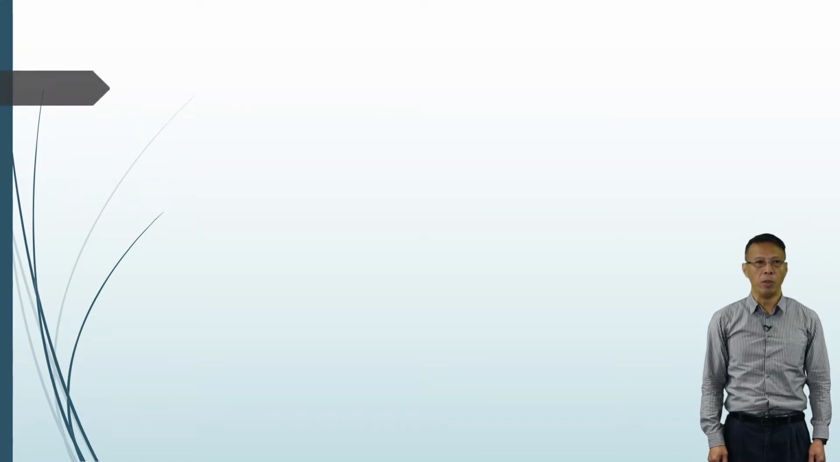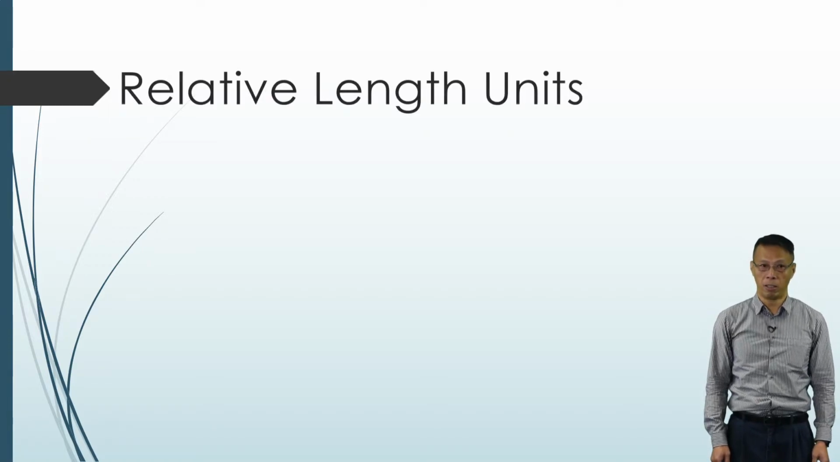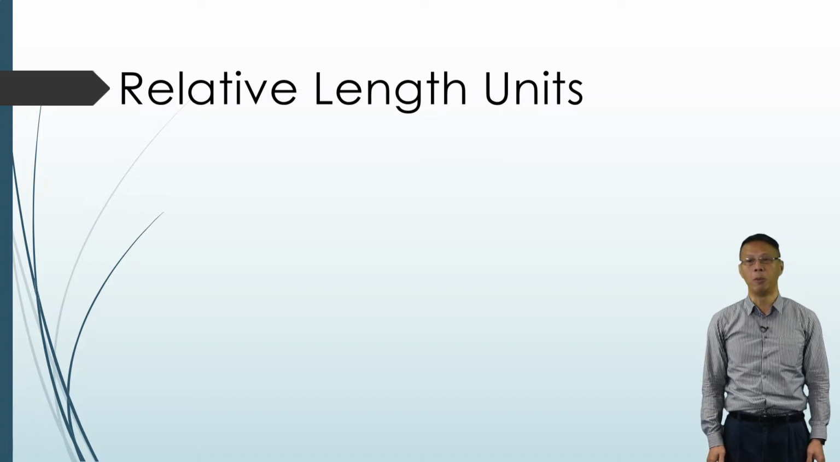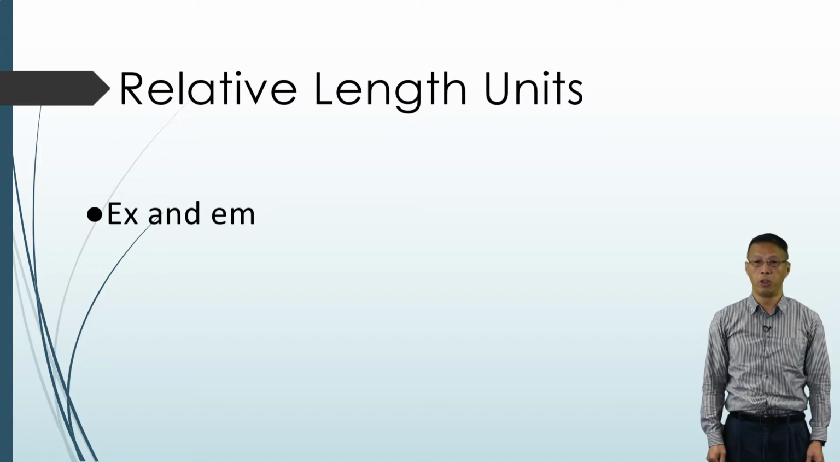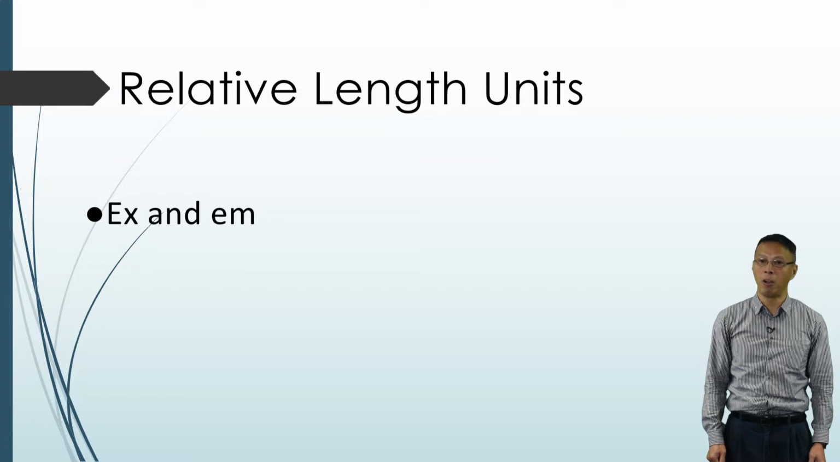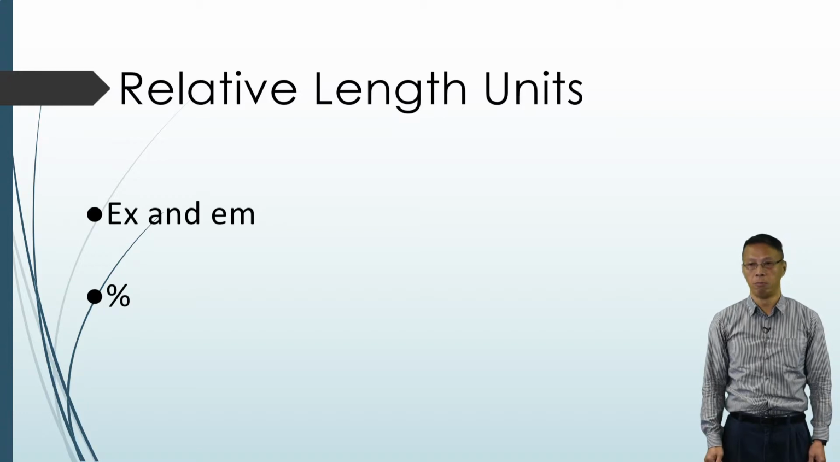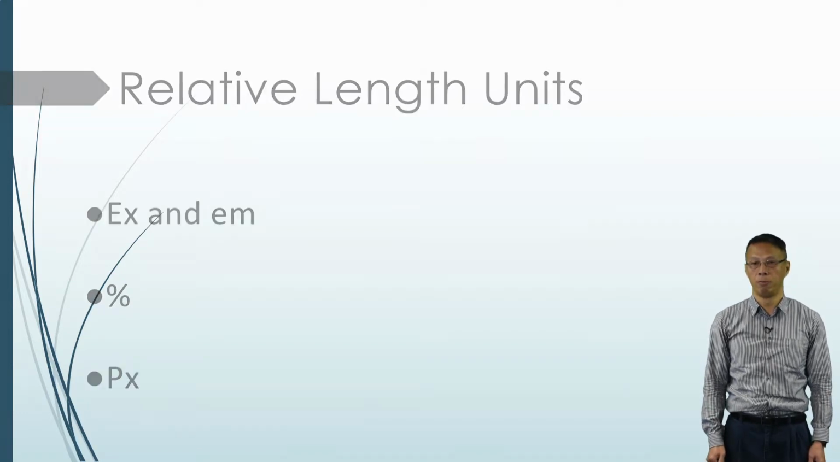Now in CSS, we need to specify length units. There are two ways to specify length units here. One is relative, the other is absolute. Relative units are so called because they measure in relation to other things. There are different types of relative length units available in CSS. For example, EX and EM, which are typographical elements that we can specify. The second choice is percentage. The third choice is pixels.